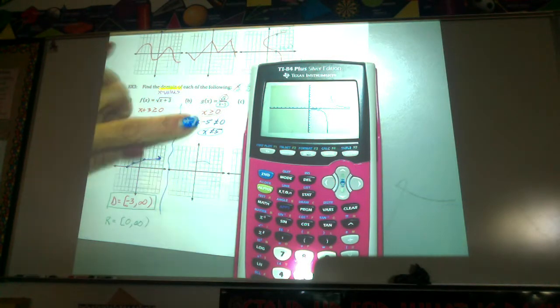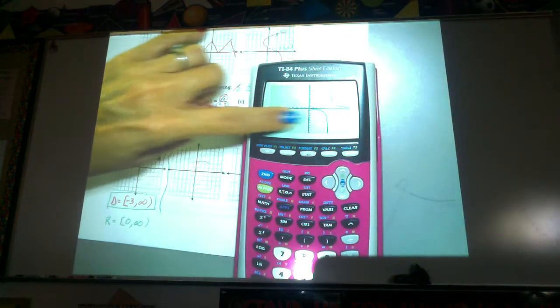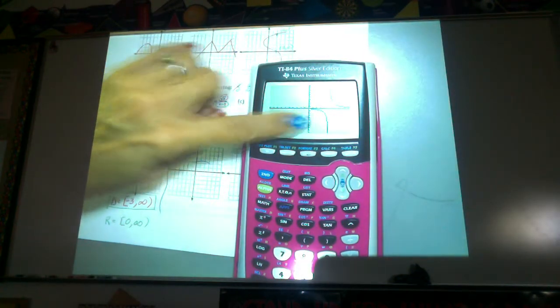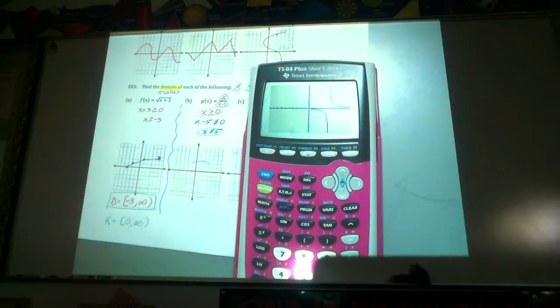Notice that our restriction is x must be greater than or equal to 0. Are there any negative x's here? No. Nope. No negatives here, right? The graph actually starts, the first x that we come to is at the origin.